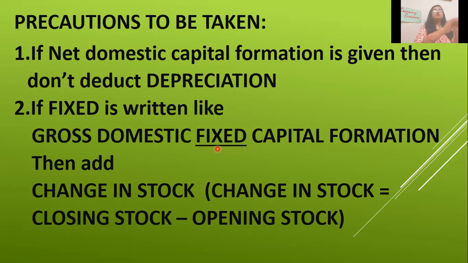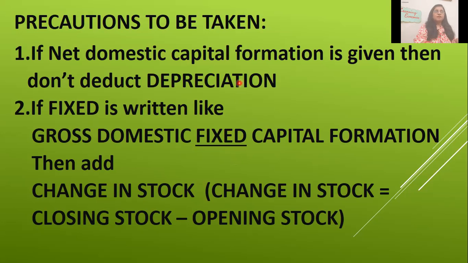But we want the total capital. We want fixed capital also, and we want working capital also. This is the reason that when it is written gross domestic fixed capital formation, even if it is written net domestic fixed capital formation, if the word fixed is written, then you have to add change in stock. And what is change in stock? It is the difference between closing stock and opening stock. So you have to add change in stock. When you add change in stock, that means you have also included working capital along with the fixed capital, and now you have got gross domestic capital formation.